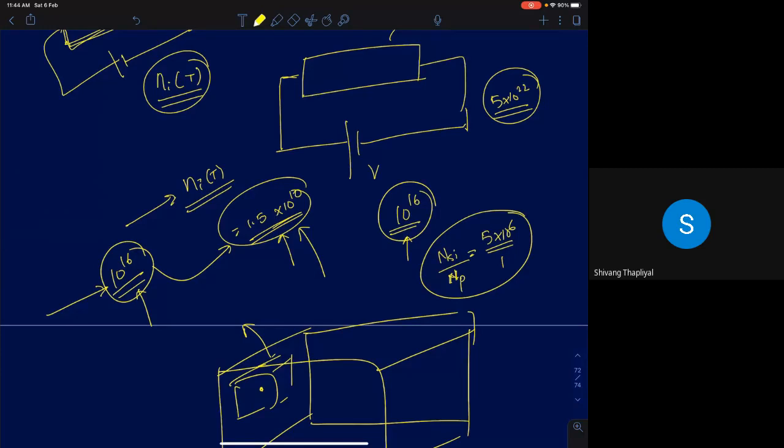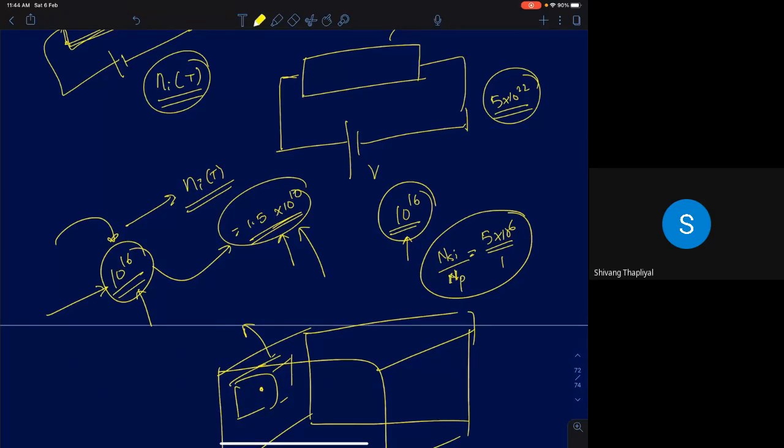So that's why semiconductors have such a huge advantage. You take silicon, dope it, and you can convert it into a very good conductor. So here the number of electrons, the carrier concentration, increases significantly. Or you oxidize silicon. You take silicon and oxidize it, it becomes an insulator.